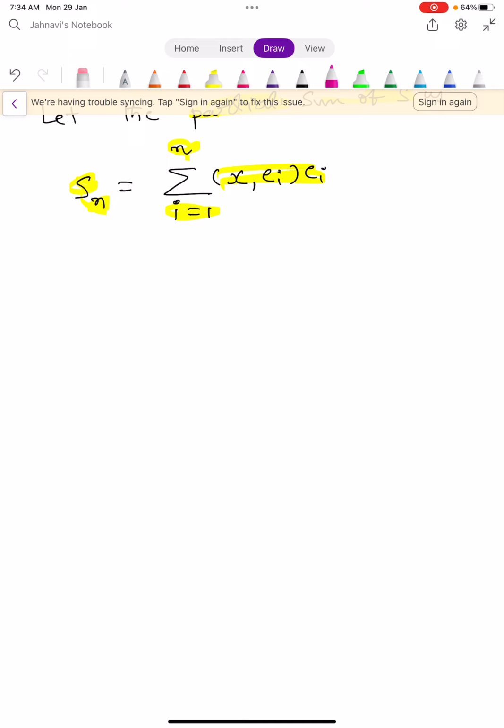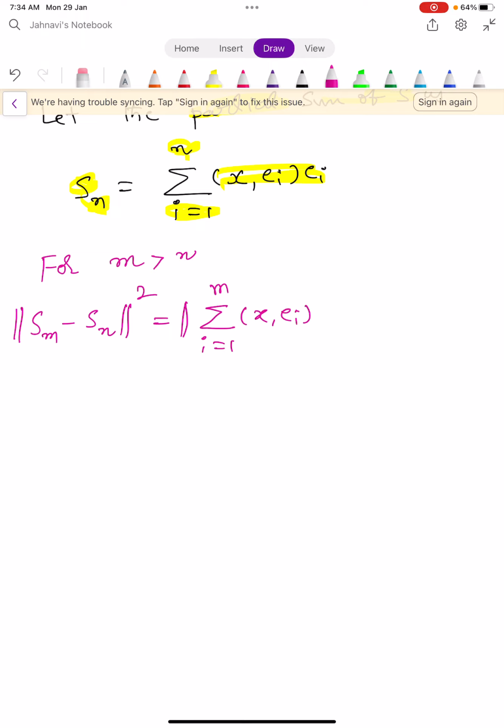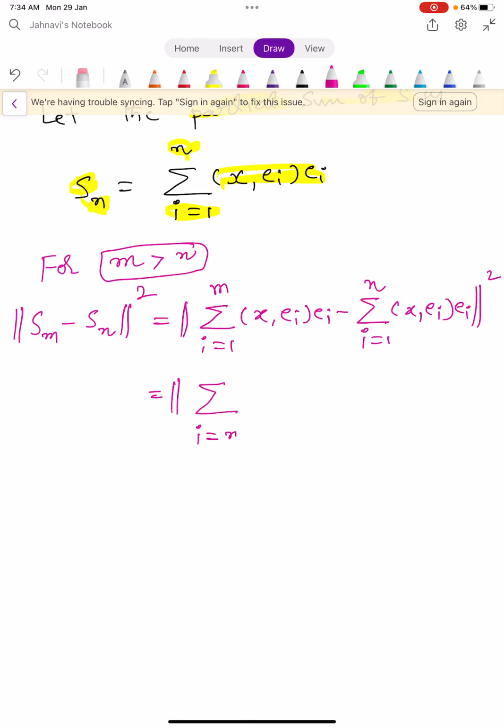Now take any integer m greater than n. Norm of Sm minus Sn whole square is equal to norm of summation over i equals 1 to m inner product of x comma ei into ei minus summation over i equals 1 to n inner product of x comma ei into ei, whole square. Because m is greater than n, it can be written as norm of summation over i equals n plus 1 to m inner product of x comma ei into ei, whole square.